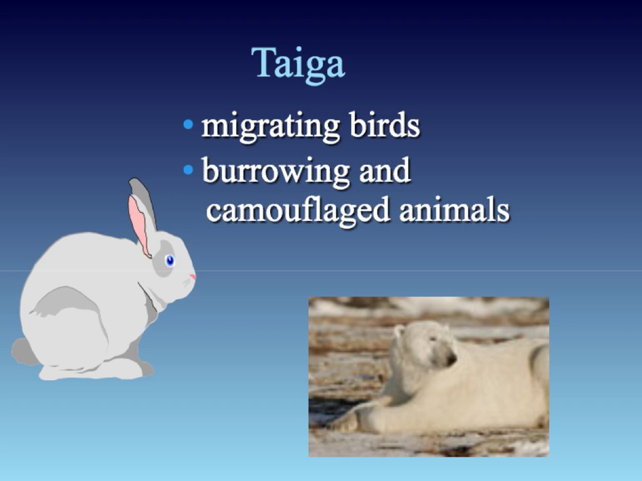The animals found in the taiga region are mostly migrating birds, and this is where you really get to see those white camouflaged animals to make them more difficult to see, because most of their precipitation is indeed snow. They also will burrow under the ground.